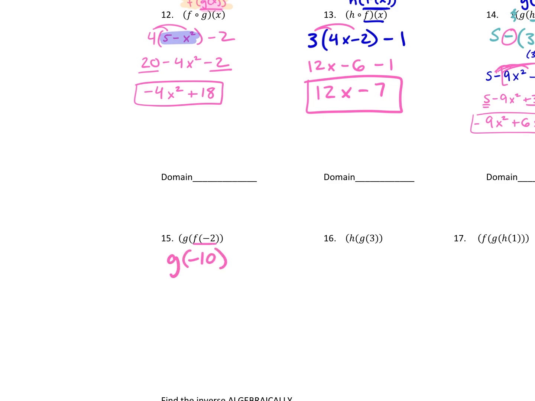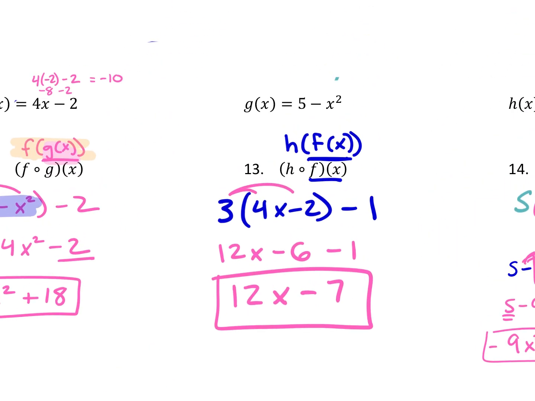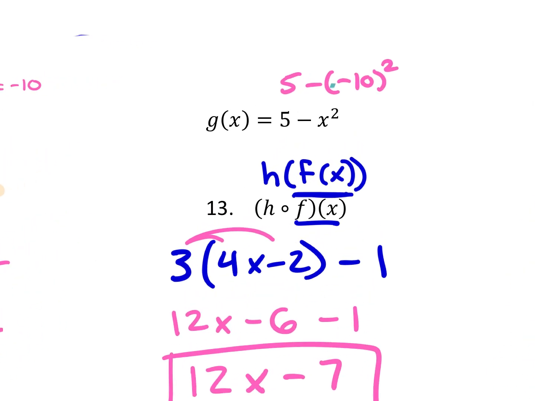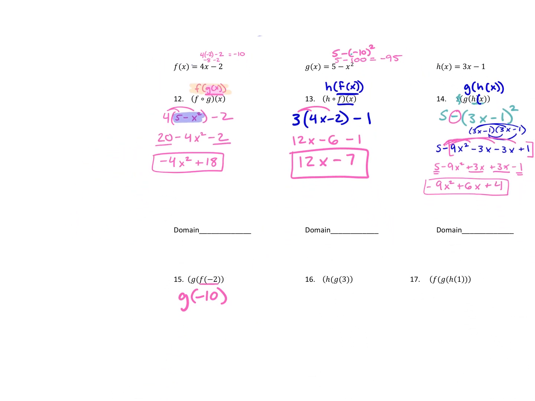Now I want to find g of negative 10. So you plug it into the first one, get an answer, take that answer, plug it into the second one. So we're going to plug in negative 10 into the g. So 5 minus negative 10 squared. Make sure you square it before, don't make it positive first. So you can't combine the negatives together. You have to square it first. What's negative 10 squared? Positive 100. So 5 minus 100 would be what? Negative 95. So our answer here would be negative 95.